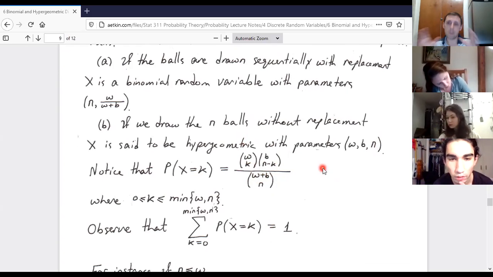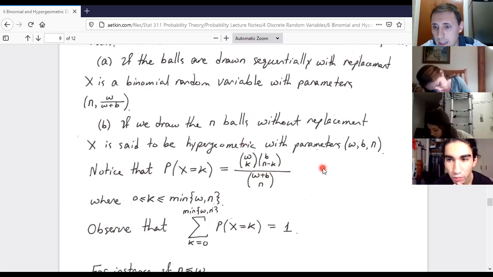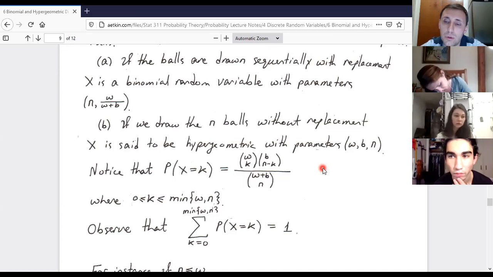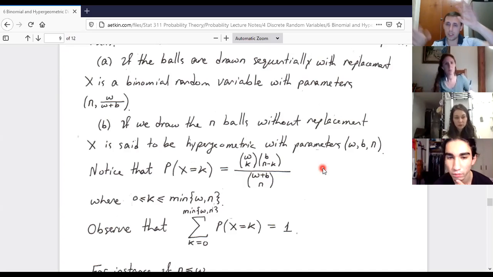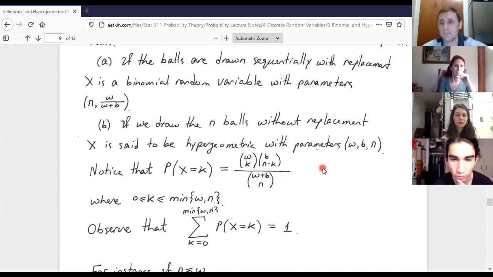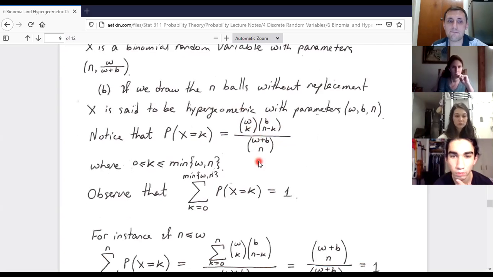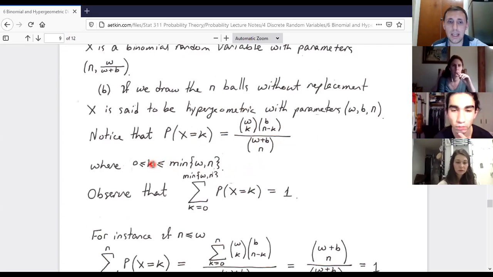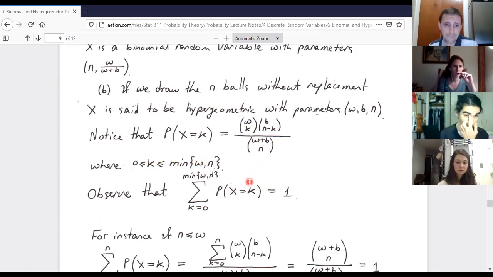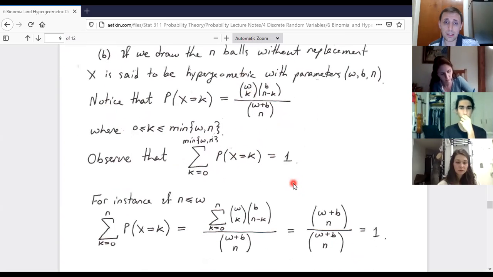Drawing them sequentially is the same as imagining that you do that at the same time. Remember, we proved that in chapter 2 or chapter 3 a while ago, that if you have sequential removal, it's the same as at once. So we have the situation. And of course, observe that if K goes up to the minimum of W and N, then of course the summation will equal 1.